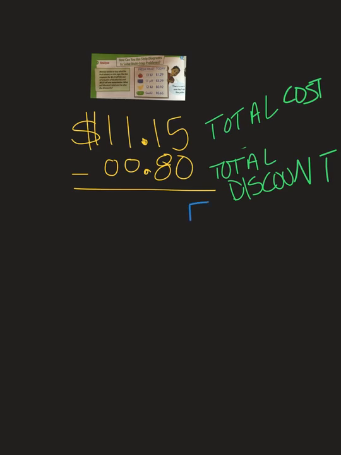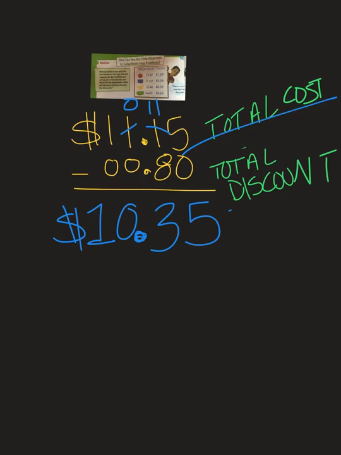5 minus 0, that's easy, 5. 1 minus 8, we can't do that, so we have to regroup and make this into 11. 11 minus 8 is 3. Bring down the decimal. 0, 0, that's a 0. And then 1 minus 0 is 1. So then I have $10.35. What does that number represent? Well, that's how much she's going to spend, right? After the total cost, we subtract the total discount, and we get $10.35.